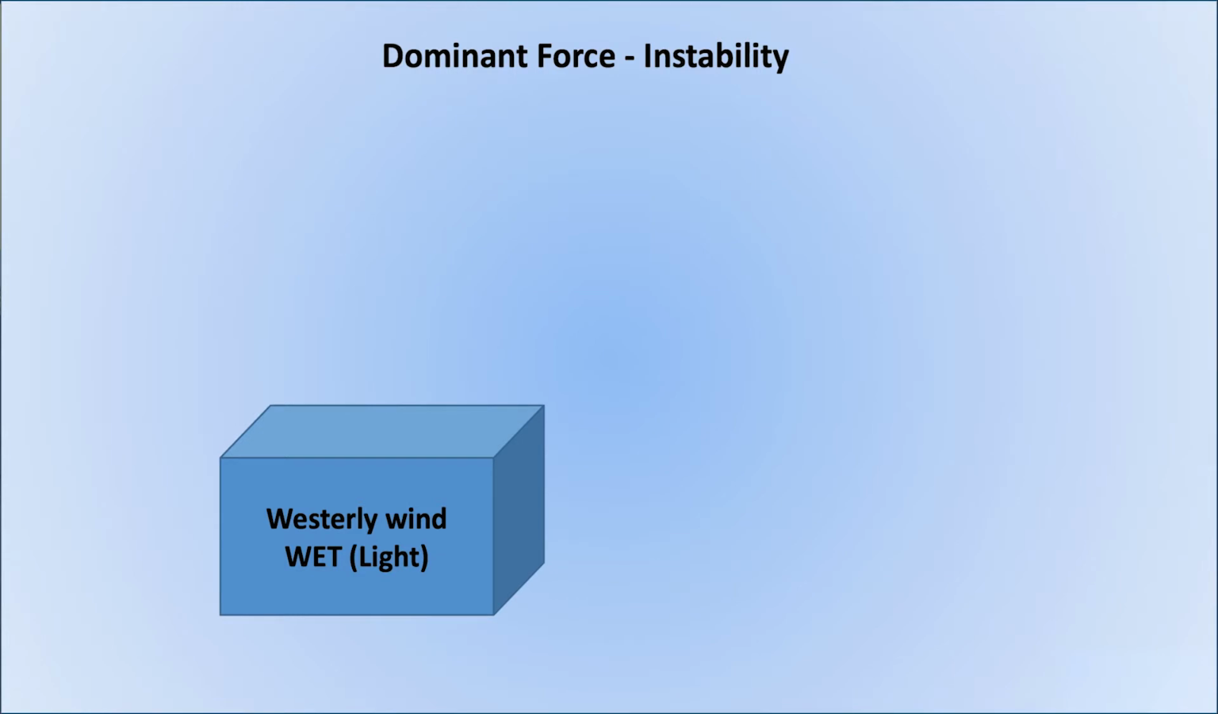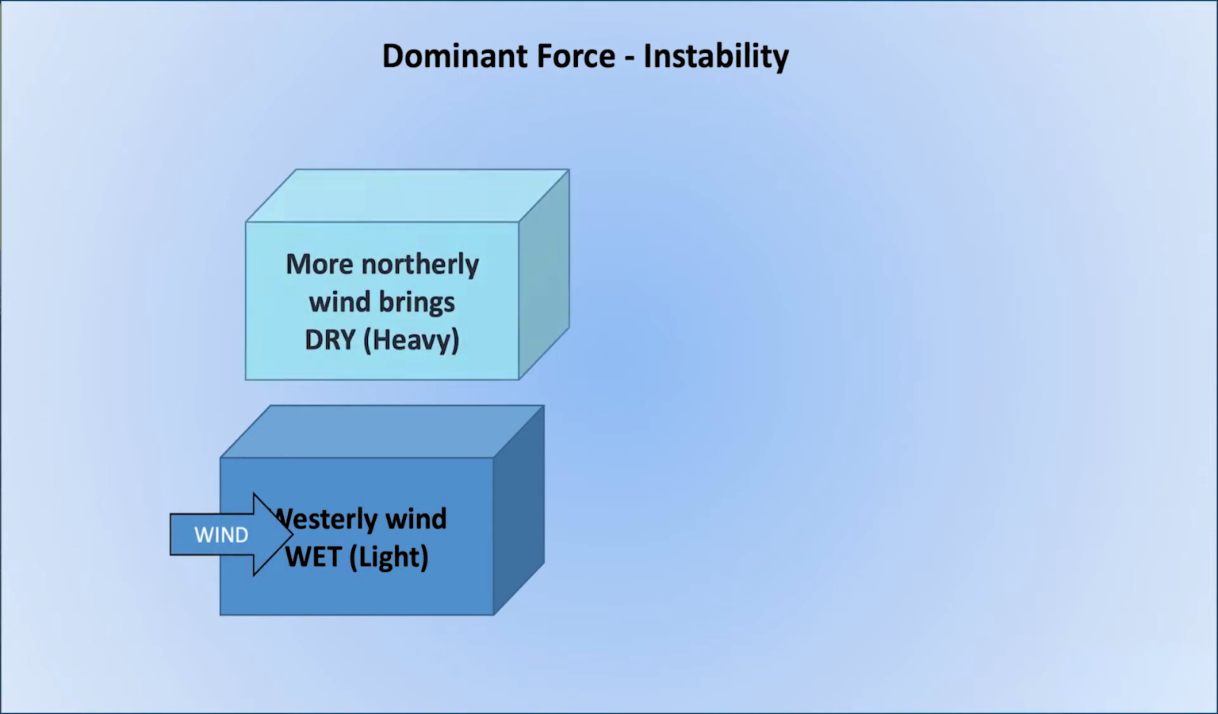The dominant force then for any sky is the setup of instability. So in the UK we have our westerly wind and it's generally wet or damp. If the wind is more northerly, then it brings drier air, which at the same temperature and pressure is heavier than humid air.